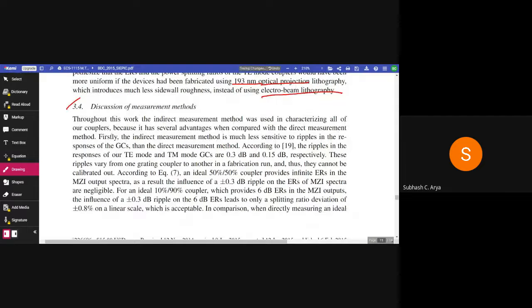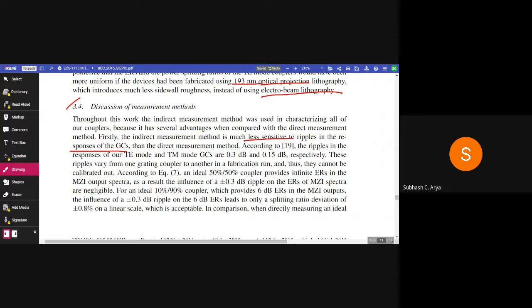Now, section 3.4, discussion of measurement results. Throughout this work, the indirect measurement method was used in characterizing all of the couplers because it has several advantages when compared with the direct measurement method. Firstly, the indirect method is much less sensitive to ripples in the response of the grating couplers than the direct measurement method. So, the indirect method is less sensitive to ripples.